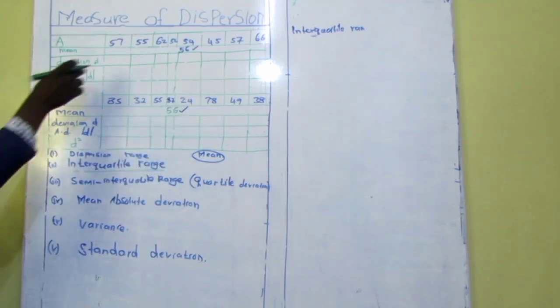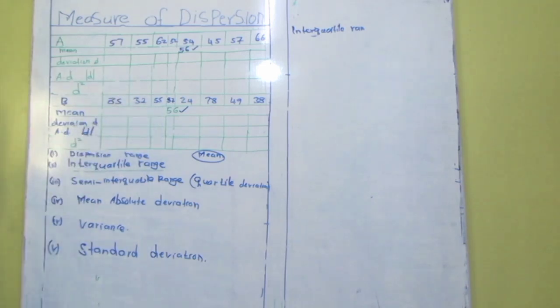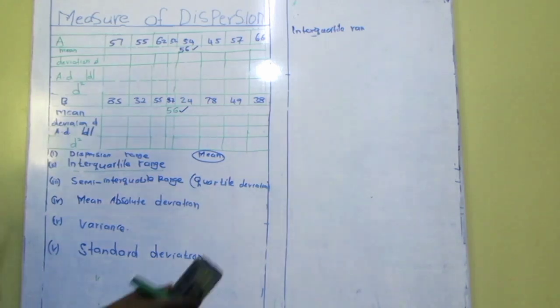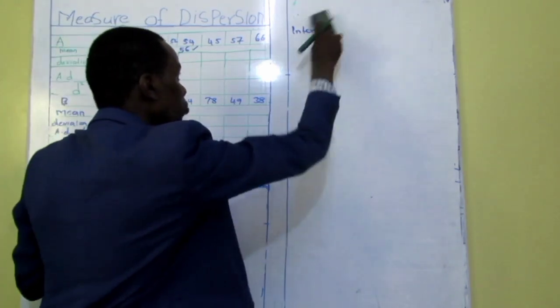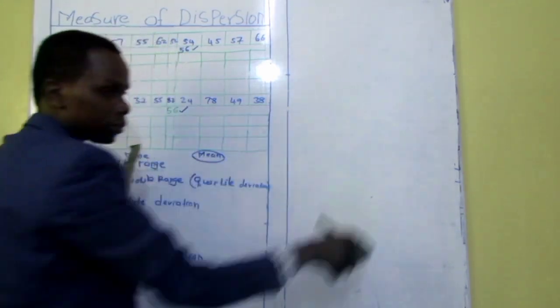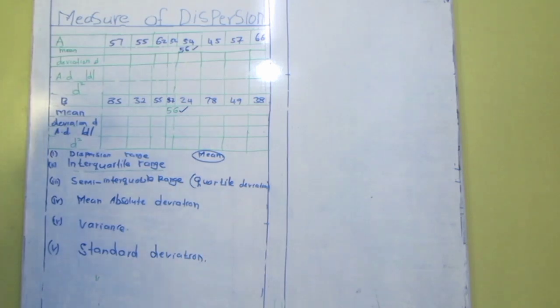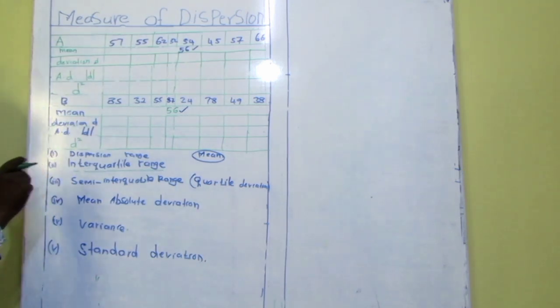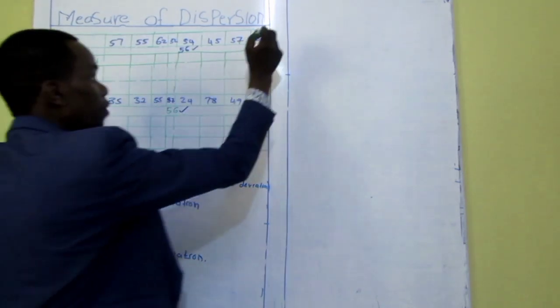But does this mark the same as this one? It's not the same. So we're going to find some measure which is going to tell us how the marks are being spread. And that is what we call dispersion range. So how can we find dispersion range?